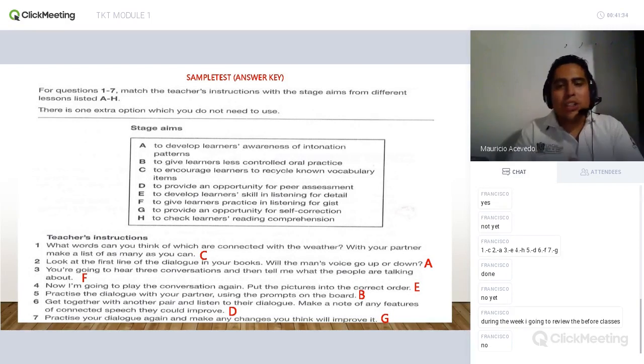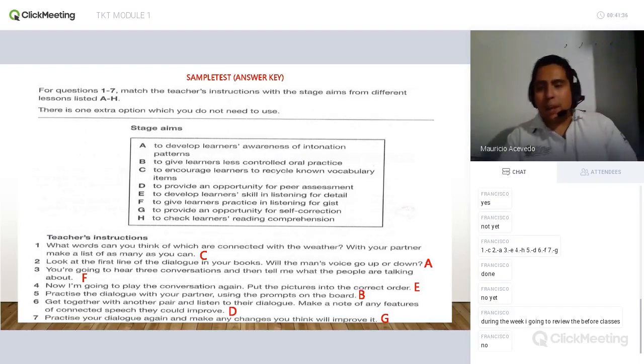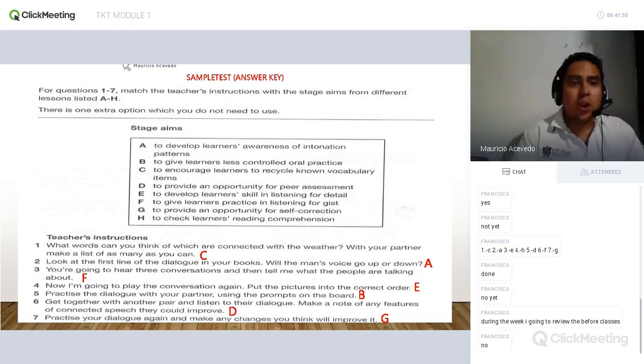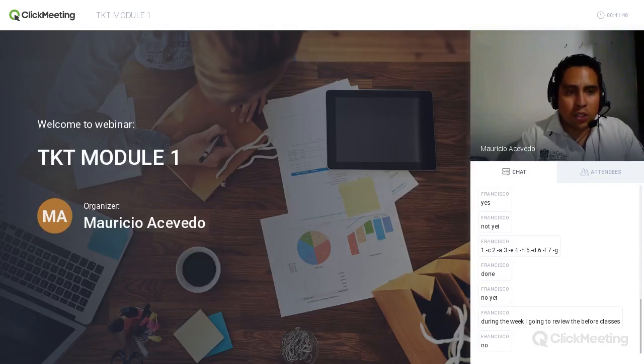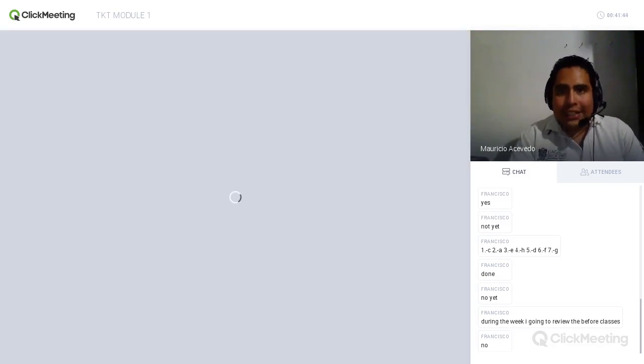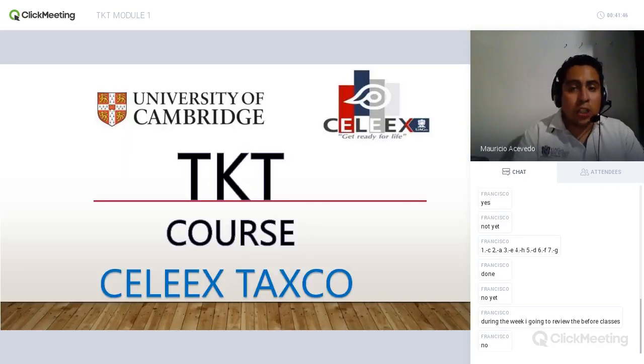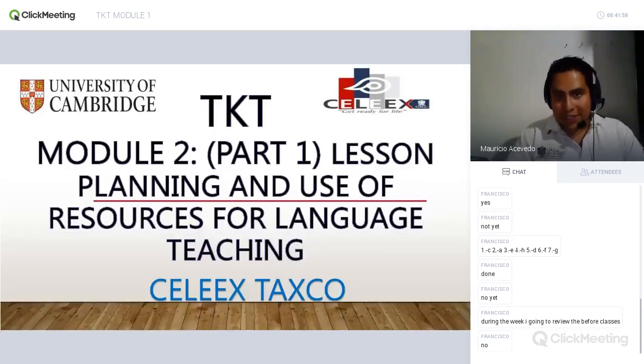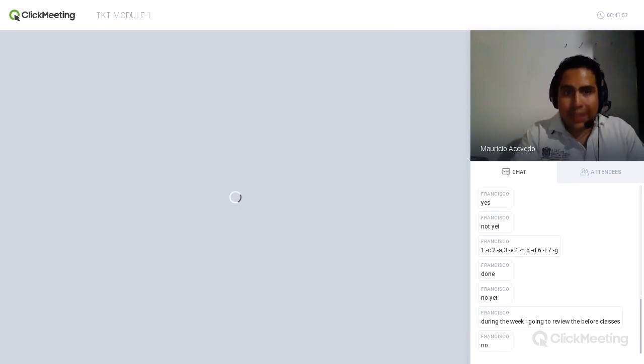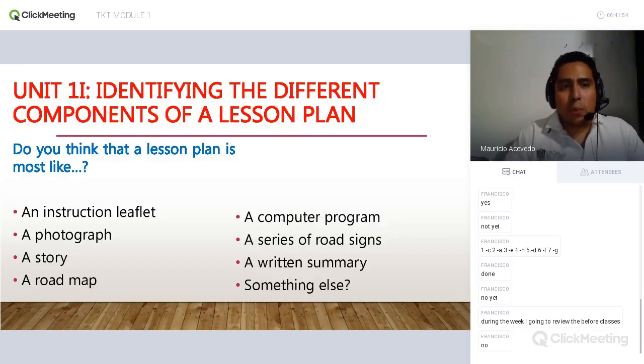All right. So we're going to continue because we have like 20 minutes left. So we're going to look at the new topic that is planning itself. Okay. So in this case, we're going to be talking about lesson plans. Okay. The structure of these lesson plans. All right. So unit number two: identifying the different components of a lesson plan.